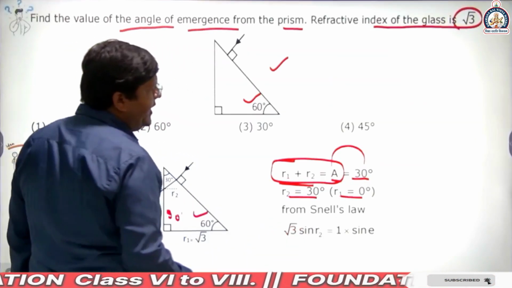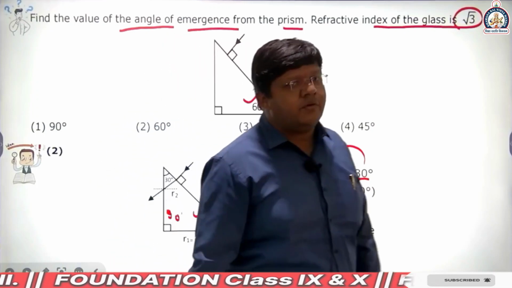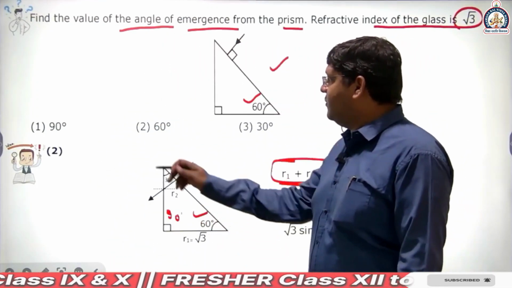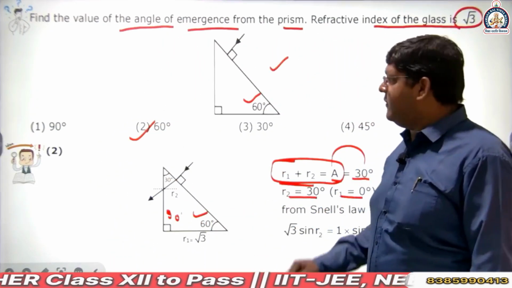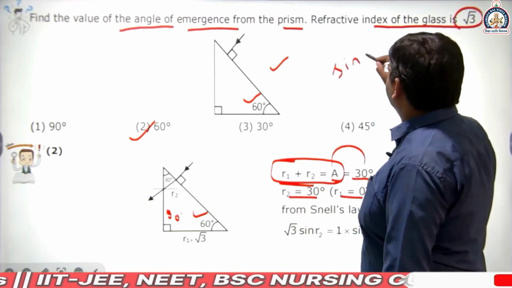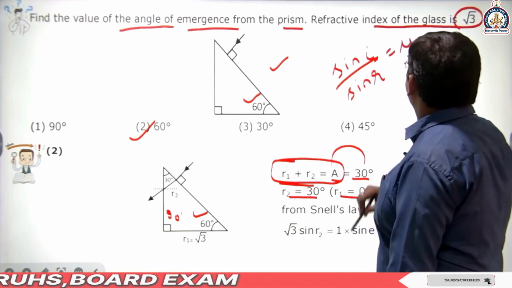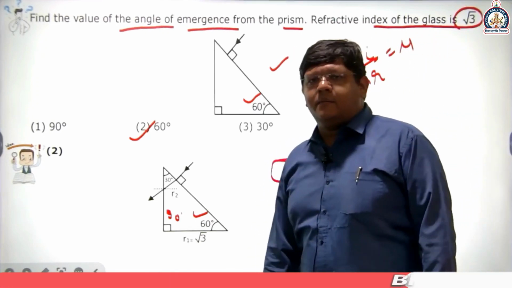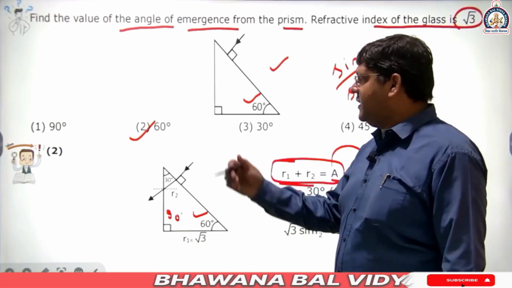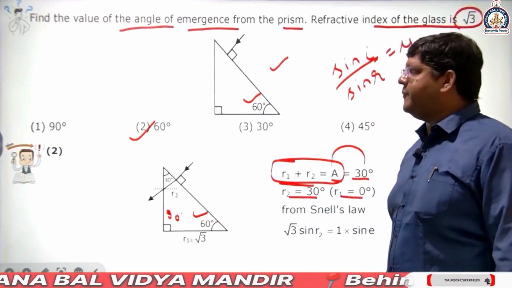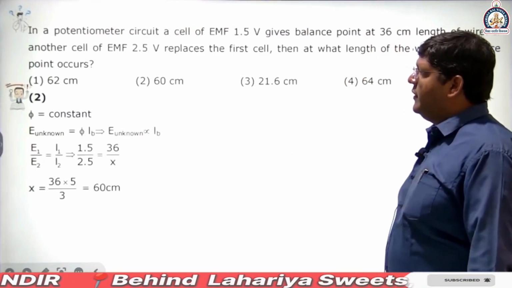From Snell's law, sin i upon sin r is equal to mu. On solving, we get the answer option number 2. We have just implemented Snell's law, sin i upon sin r is equal to mu, which is known as the refractive index of the medium. Just solving, we get the answer as 60 degree. Okay, moving to the next question.